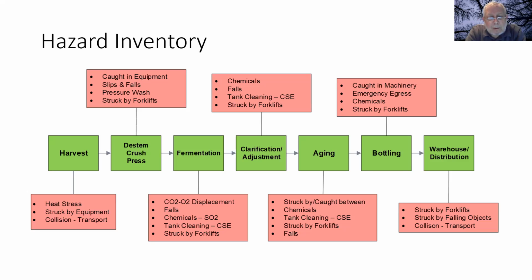But they have different probably departments or processes: harvest, destem, crush, press, fermentation, clarification, adjustment, aging, bottling, warehouse, distribution, and they have hazards listed for each one of those. Now, I can see that struck by forklifts is in 1, 2, 3, 4, 5 of these, and slips and falls are in 2 of them, but slips and falls are pretty much all over the place. Heat stress in harvest, that makes sense. They're outside harvesting stuff, so heat stress there. So that was an interesting thing, but I have never seen hazard inventory done anywhere else.